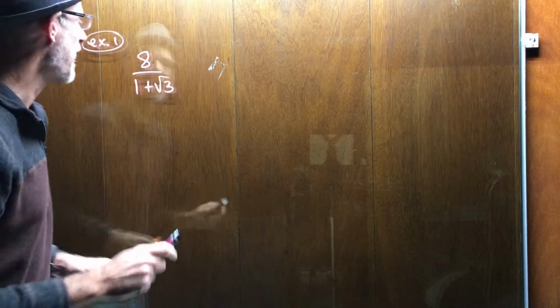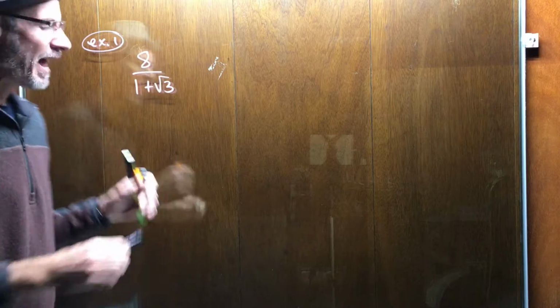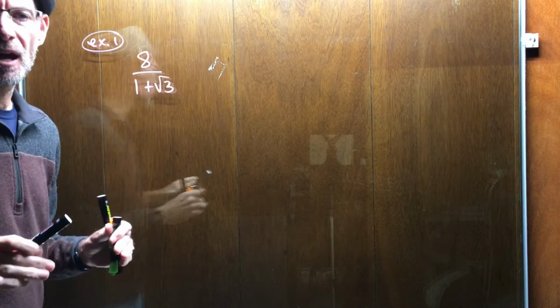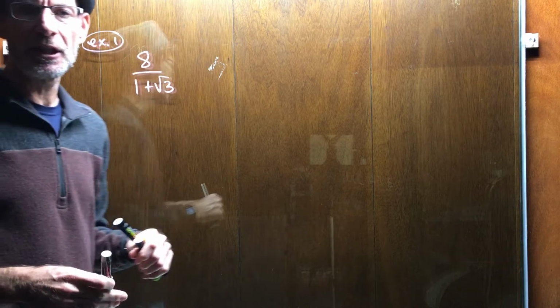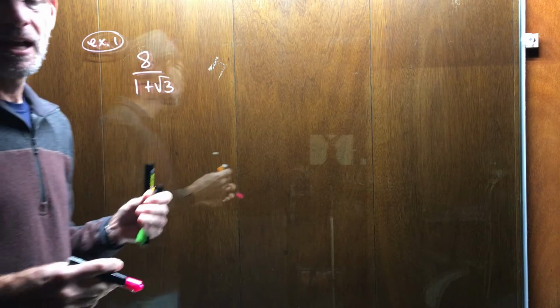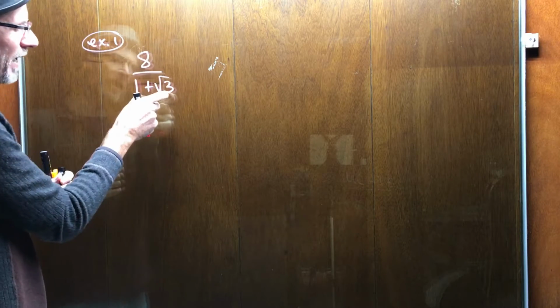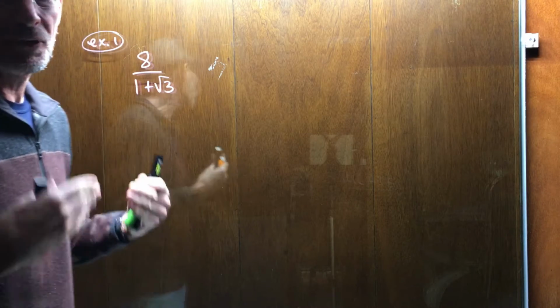In our first example, you can see that we have 8 over 1 plus root 3, and this radical expression is not in its simplest form because there's a square root in the denominator. So to eliminate that square root, we're going to rationalize. But because the denominator is a binomial, we're going to rationalize it in a different way. We're going to use what's called the conjugate.